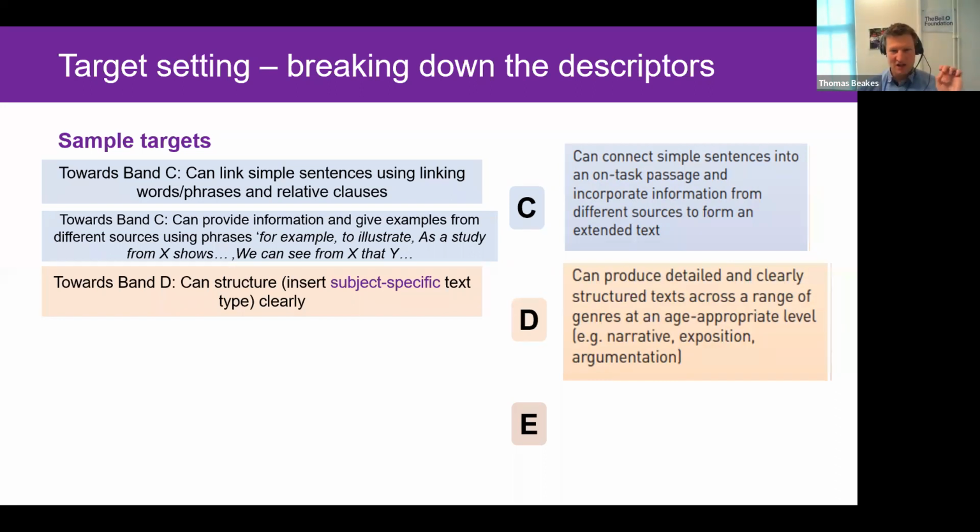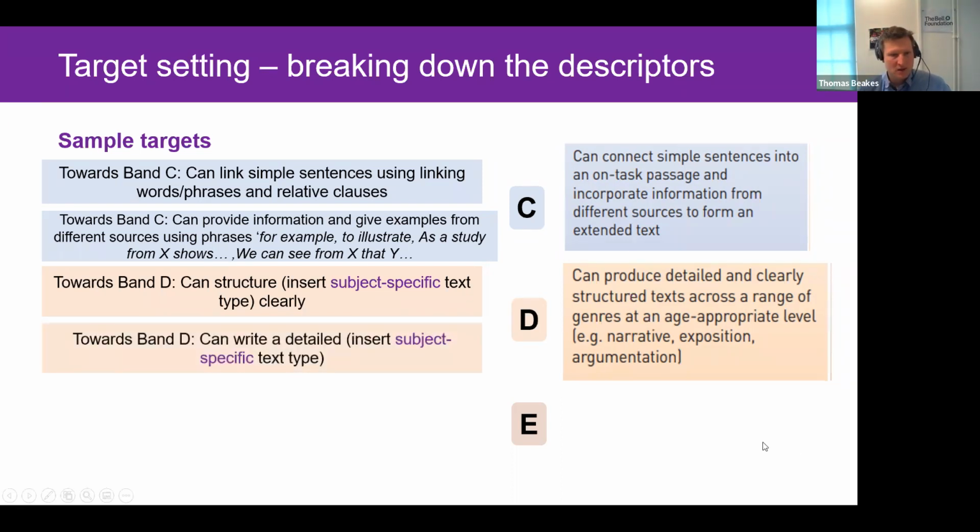So we would say, can structure, and then insert your specific text. So, if you're a science teacher, can structure a report of an experiment clearly, okay, at band D. And remember, there's a difference here between the structure and also the content. So there's mention of detail here. So we'd also want to include can write a detailed text type. So that means that they're including sufficient information and using the right vocabulary to get the information across in detail.